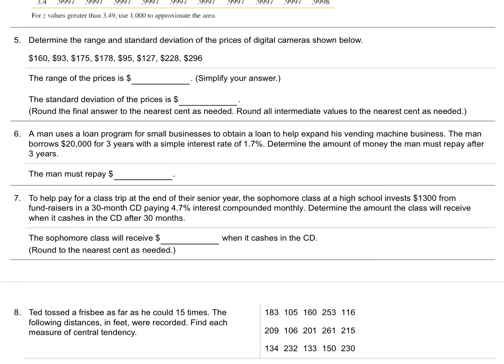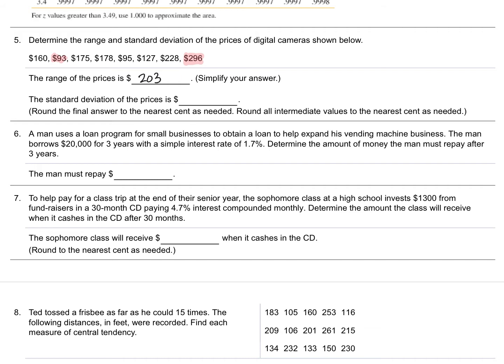Number 5. Determine the range and standard deviation of the prices of digital cameras shown below. For this one, the range is simply subtracting the greatest value minus the smallest value. The greatest value I see is 296, and the smallest value is 93. So 296 minus 93 will give us 203. So the range of the prices is $203.